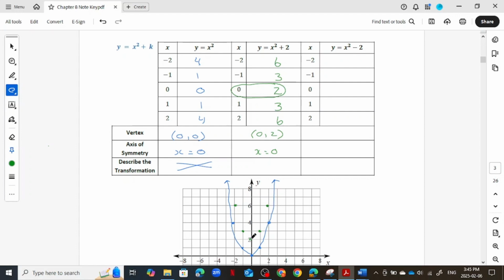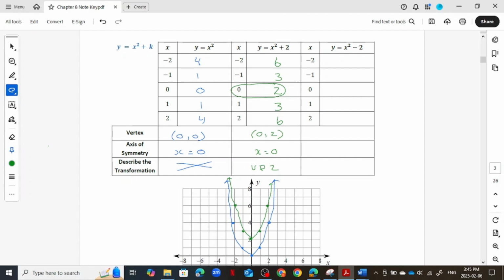So what's happened to my graph? How would you describe this as a transformation on the blue graph? Where did it go? Well, it went up 2. So I'm still getting that same patterning from the vertex. I'm going over 1, up 1, over 2, up 4, but now it's starting at 0, 2.